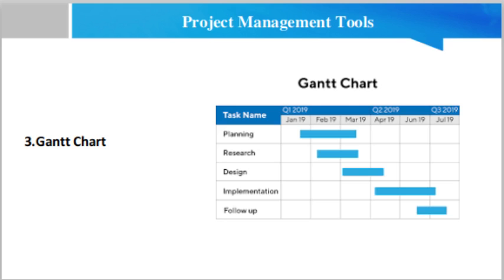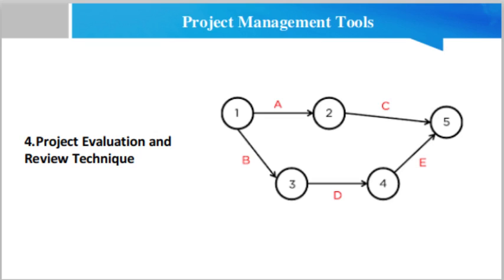Now, the next one is the Project Evaluation and Review Technique. Project Evaluation Review Technique, more commonly known as PERT, is a form of network diagram PM tool that is also used to figure out the critical path of the project. This technique makes scheduling complex projects easier while creating realistic estimates of the duration of each individual activity.